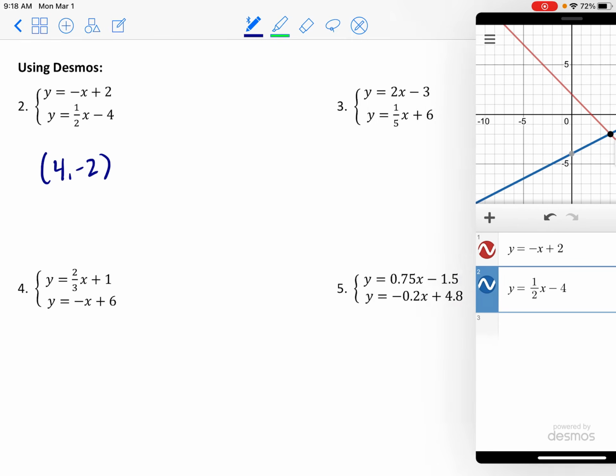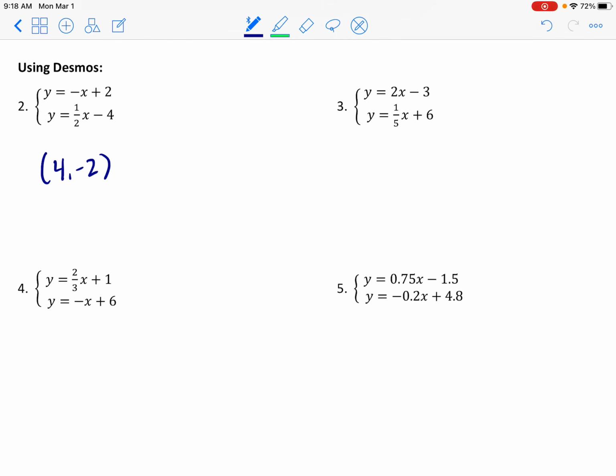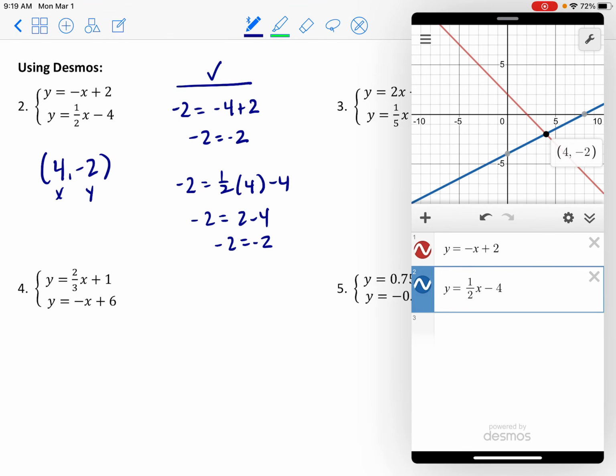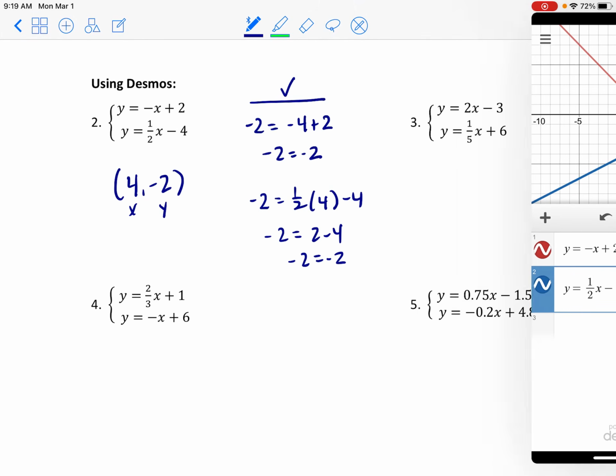And remember, I wouldn't do this because I very much trust my calculator here, but if you wanted to check it, you could plug 4 in for x, plug negative 2 in for y, and make sure it works. So if I plug in, negative 2 equals negative 4 plus 2, that's a true statement. And if I plug in negative 2 equals 1/2 times 4 minus 4, I have negative 2 equals 2 minus 4, and again, negative 2 equals negative 2 is a true statement. So the one point they have in common is (4, -2). Okay, so there's that one.